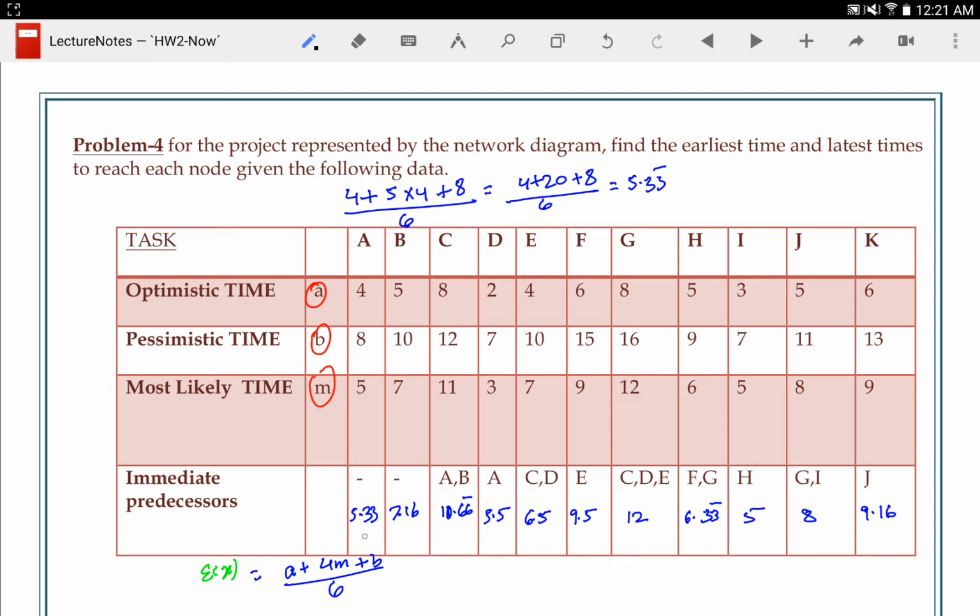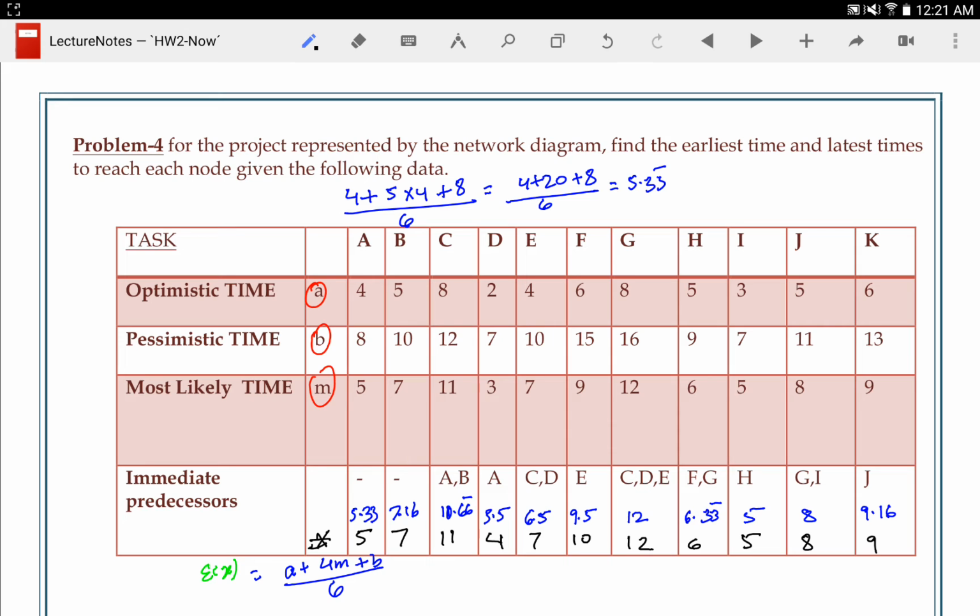It doesn't really matter. So what I did was 5.33, I rounded it down to make it 5. 7.16, I rounded to 7. Again, in grading I didn't penalize you for one or the other. I understand the argument for both sides, so it doesn't really matter. 3.5 is 4, 6.5 is 7, 9.5 is 10, 12, 6, 5, 8, and 9. Using these numbers, now we are going to make the project network diagrams.